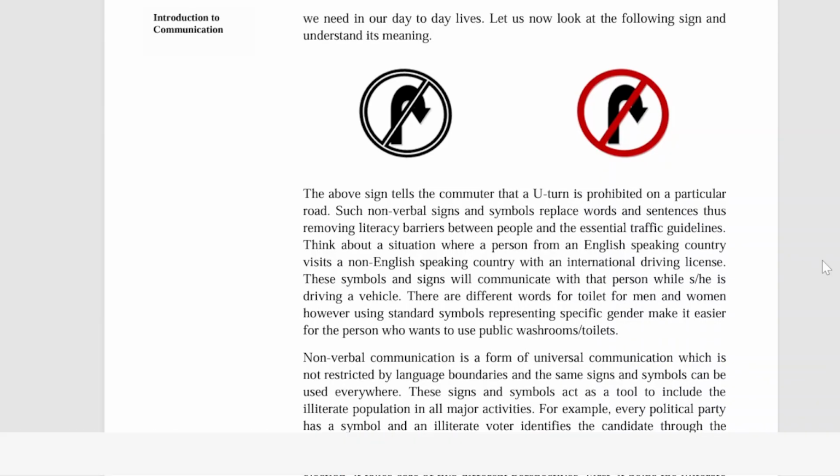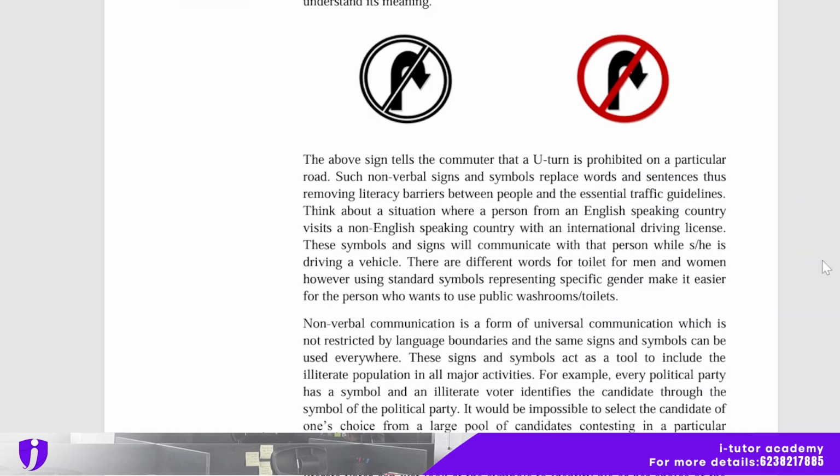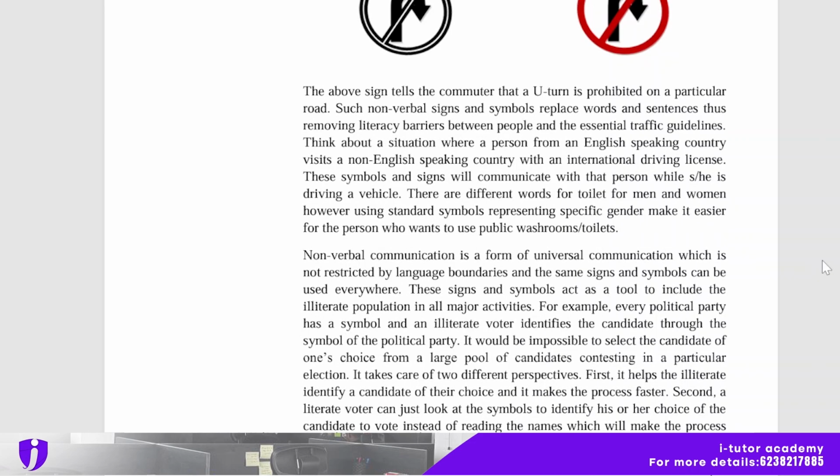Such non-verbal signs and symbols replace words and sentences, thus removing literacy barriers between people and the essential traffic guidelines. On the road, you can see these symbols that will be understandable for all of you. So it's non-verbal sign language, and non-verbal communication is a form of universal communication which is not restricted by language boundaries, and the same signs and symbols can be used everywhere.